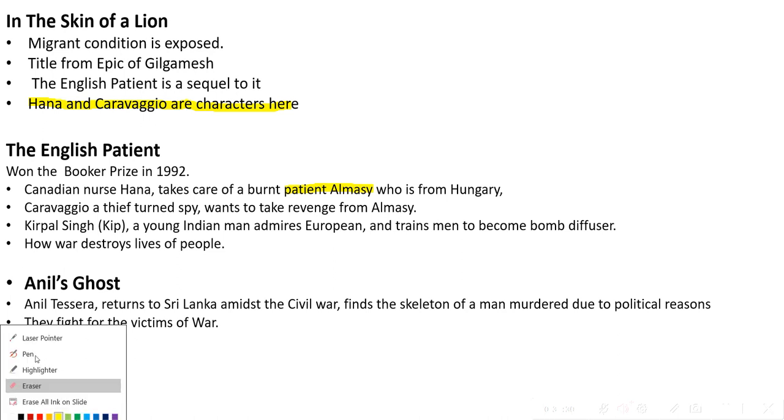So he devises a plan and he thinks of killing all of them. And in that plane crash, Clifton gets killed and Catherine also dies. But somehow Almasi gets saved and he becomes a suspect in the eyes of the English officers. They think him to be a spy and take him along with them. After 3 years he is released, but he has been badly burned. That's why he is now sent to the hospital in which Hannah is working.